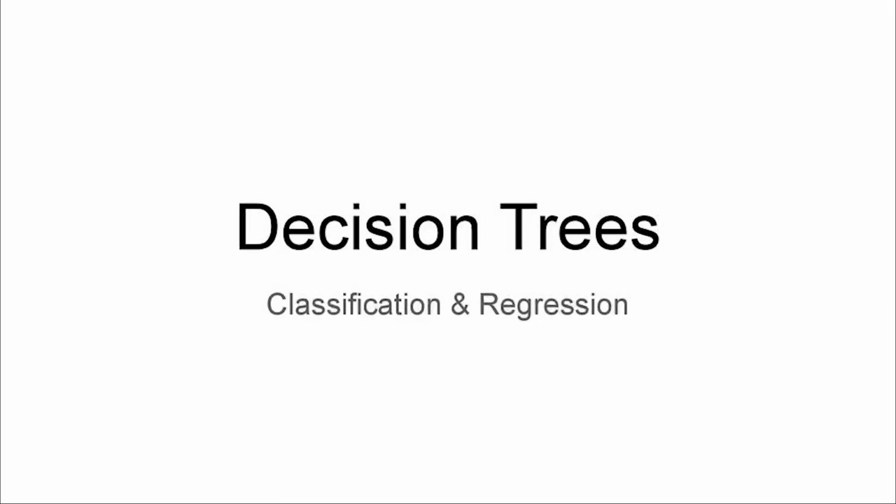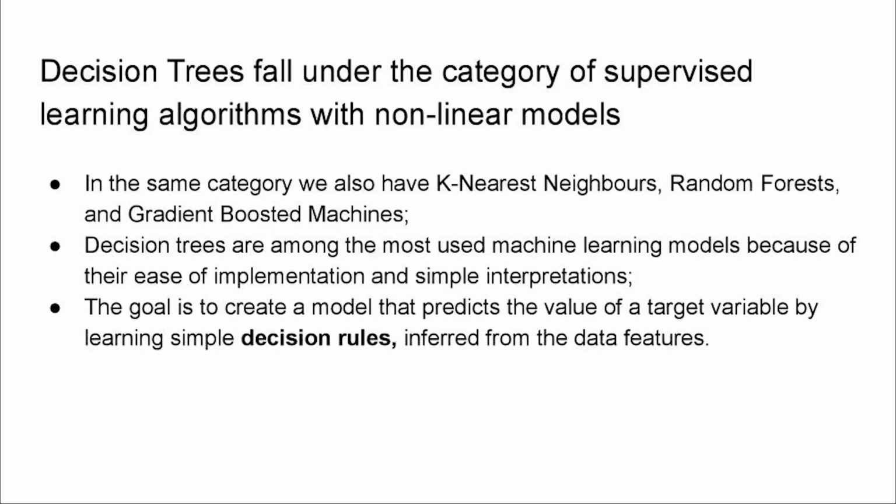Hi, and welcome to this course on decision trees for classification and regression. Decision trees fall under the category of supervised learning algorithms with nonlinear models. In the same category, we also have k-nearest neighbors, random forests, and gradient-boosted machines. Decision trees are among the most used machine learning models because of their ease of implementation and simple interpretations.